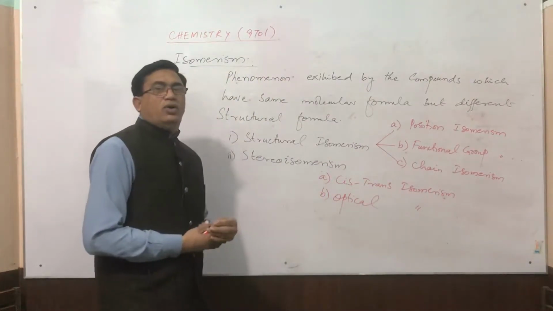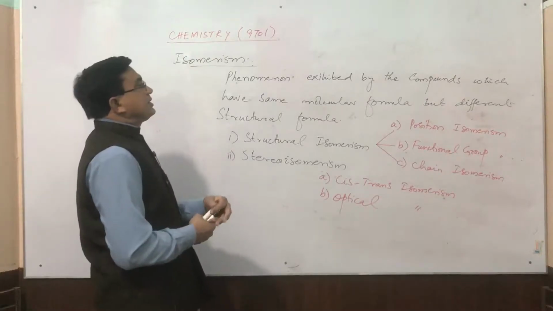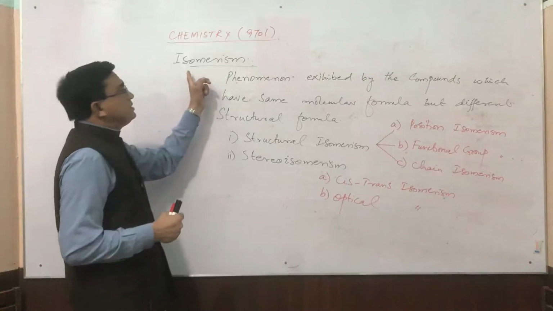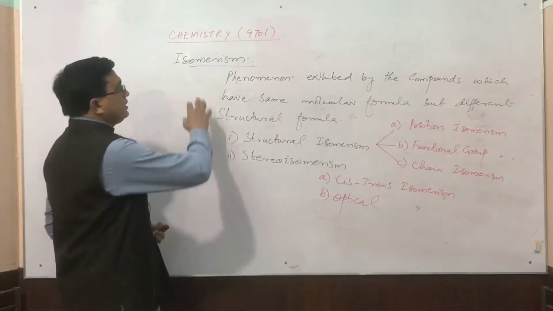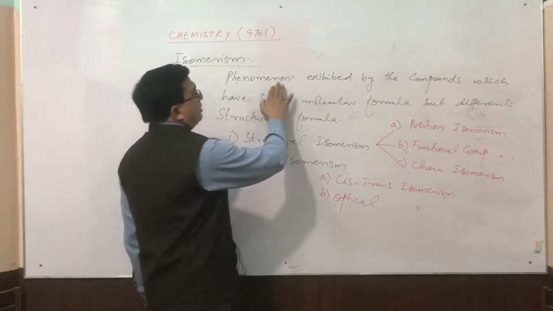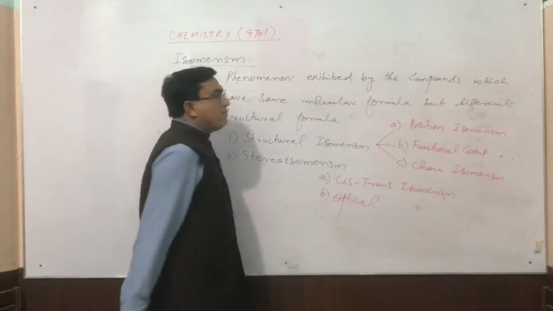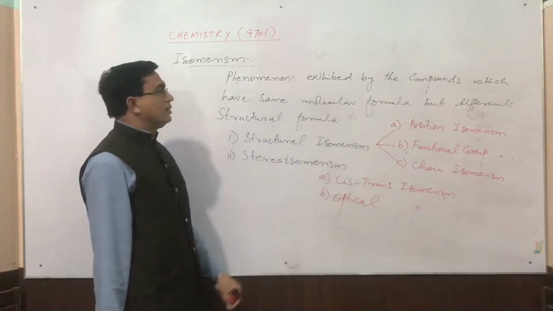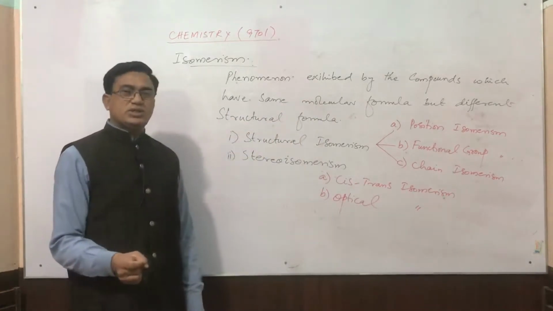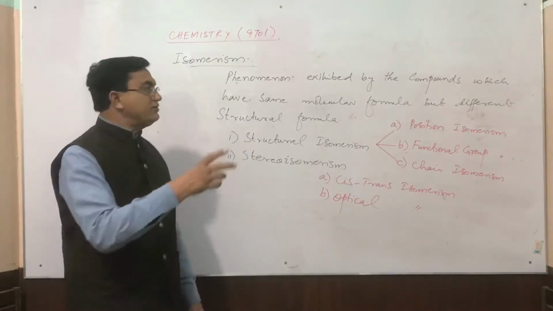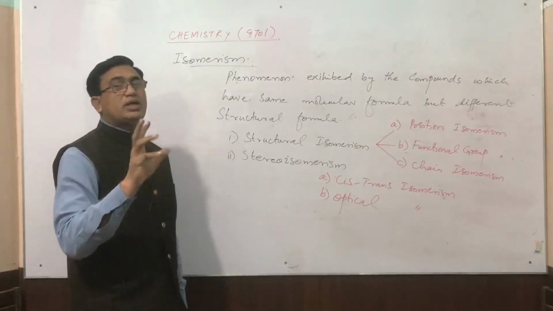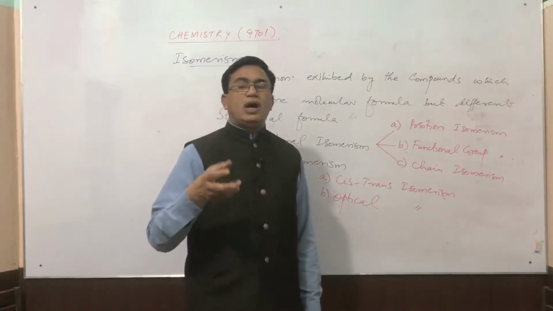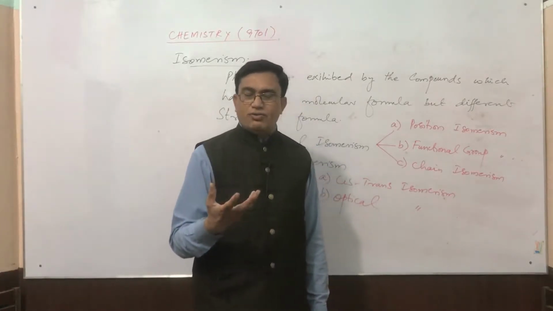Our next topic for the AS chemistry, A-level chemistry class is isomerism. What is isomerism? It is the phenomenon exhibited by compounds which have the same molecular formula but different structural formula. In the previous lecture we already discussed what we mean by the structural formula.